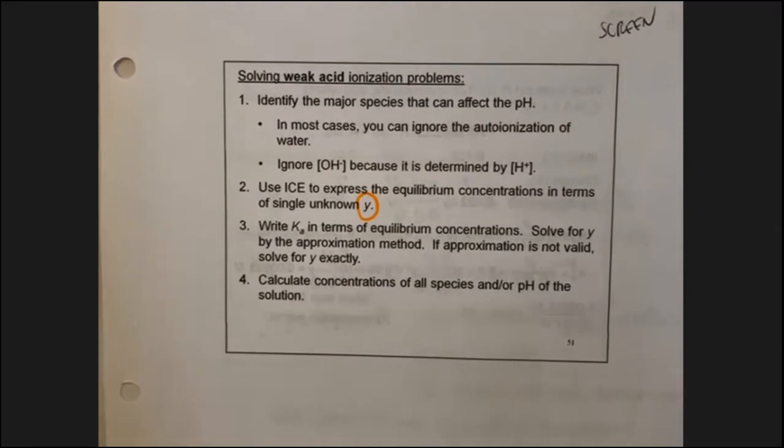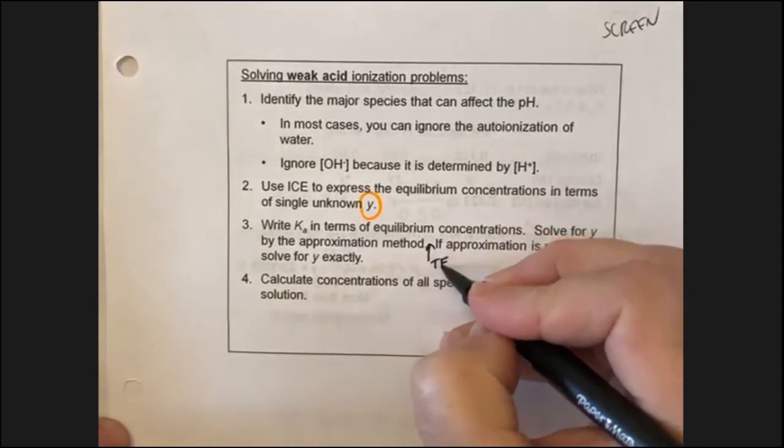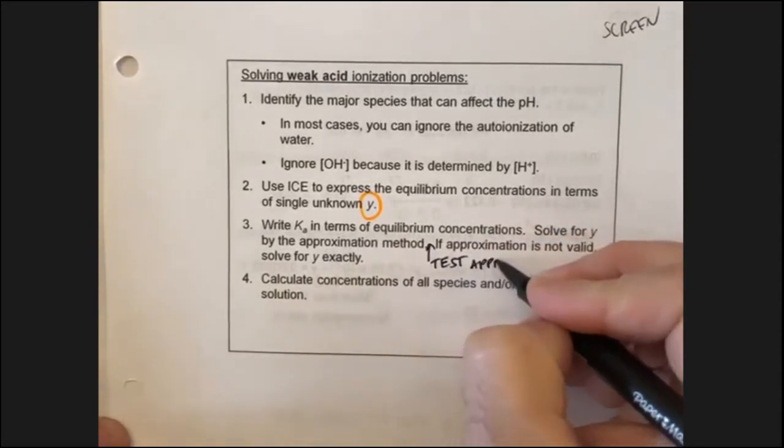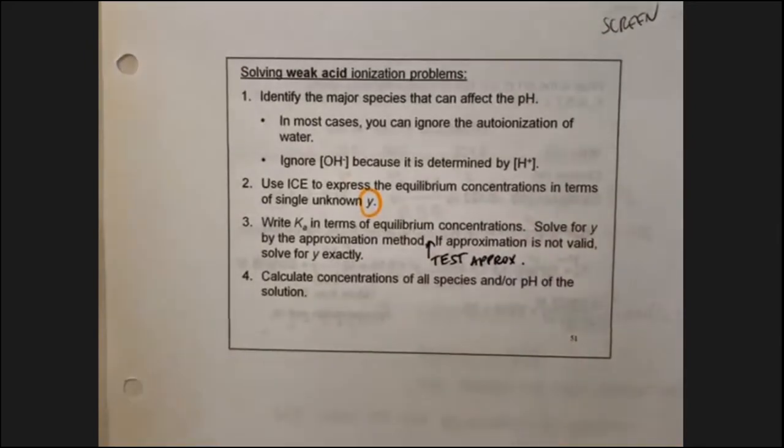We solve for the unknown by the approximation method. We test the approximation. We have to test it. And if it is not valid, then we're going to have to solve for it exactly using the quadratic equation. And then, if we need to, we can either calculate the concentrations of all the species like we did before in the equilibrium exercises, or we can calculate the pH directly. So that's kind of the way it works.